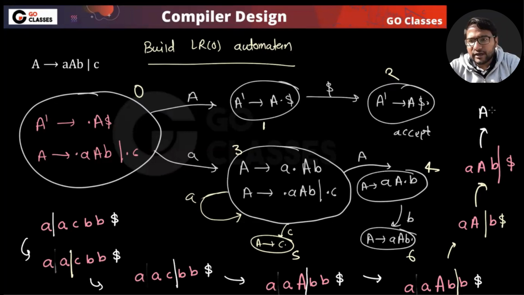Now this is capital A and then dollar, right? Now can you tell me which state you are in? Here you are in state number 1, right? And then if dollar is coming, then you will say that it is accept, right? It is accept. Let me know if you have understood how to check the state.